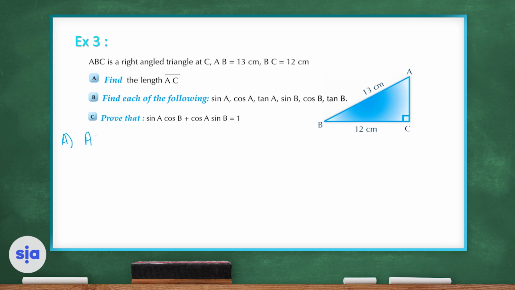Then AC squared equals AB squared minus BC squared. Then AC equals the square root of 13 power 2 minus 12 power 2, which is 5. Then here the length of AC is 5 centimeters. So AC is 5 centimeters. Part B, the question is asking us to find sine A, cosine A, tan A, sine B, cosine B, and tan B.